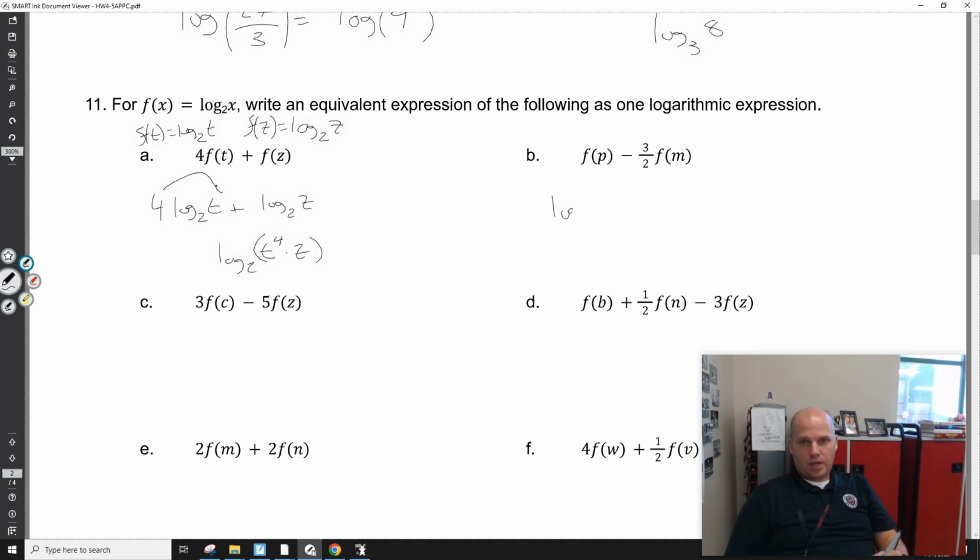So I got log base 2 of p minus log base 2 of m to the 3 halves, division when you see subtraction.